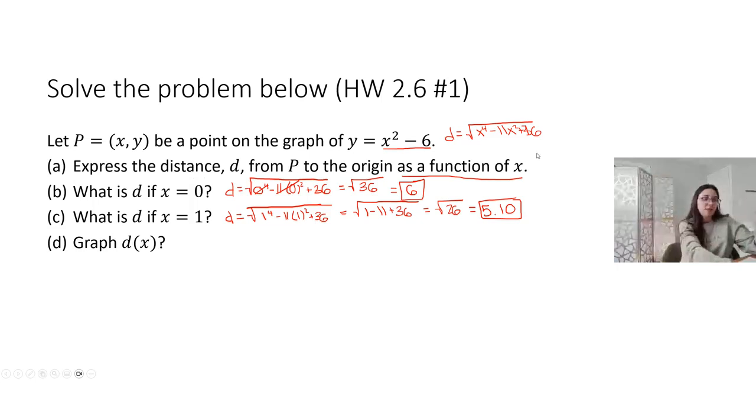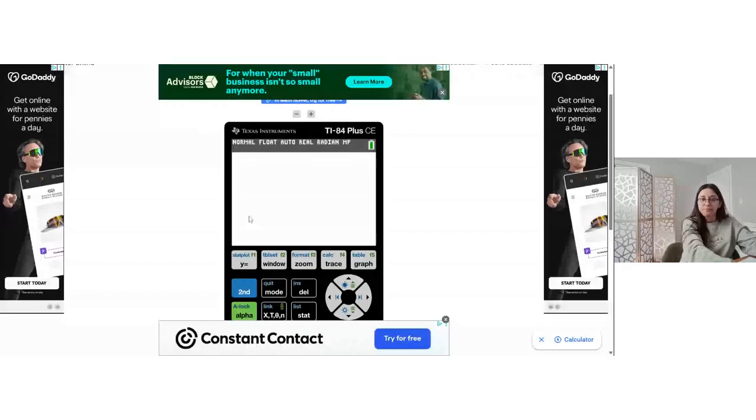Next, we're going to graph the function. So we're going to graph not the original function x squared minus 6. We're going to graph d of x. We're going to graph our distance function. And we're going to do that in a TI-84 calculator. So I'm just going to switch my screen over. And we're just going to type it in.